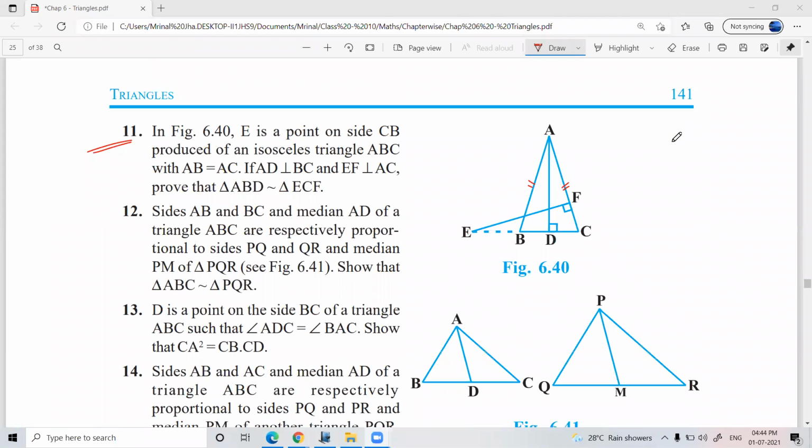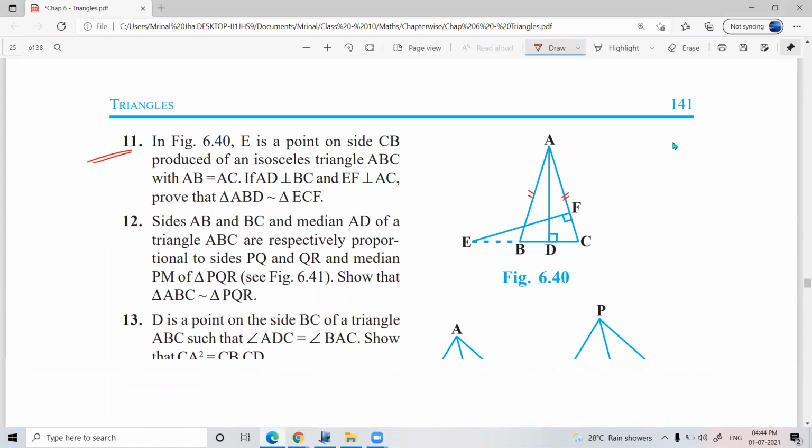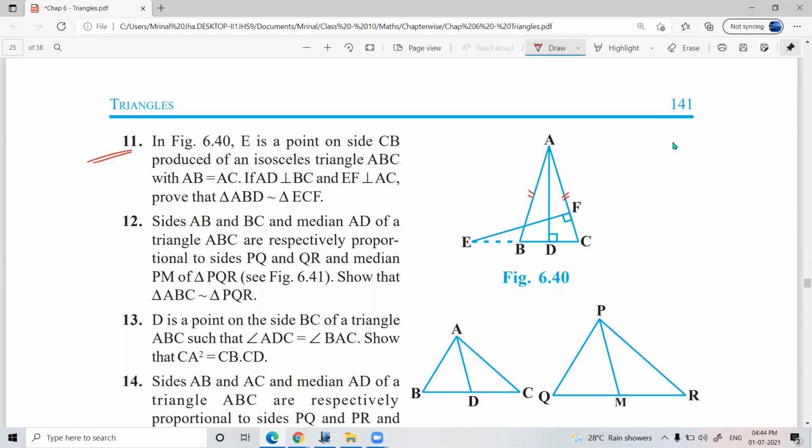Okay, so they have told you that ABC is an isosceles triangle, so we need to keep it in mind. Of course, by looking at the figure, isosceles triangle ABC with AB equal to AC. So AB is equal to AC, that's given to you. AD is perpendicular to BC, and EF is perpendicular to AC. Prove that triangle ABD, where is ABD? This one, okay. ABD is similar to ECF.